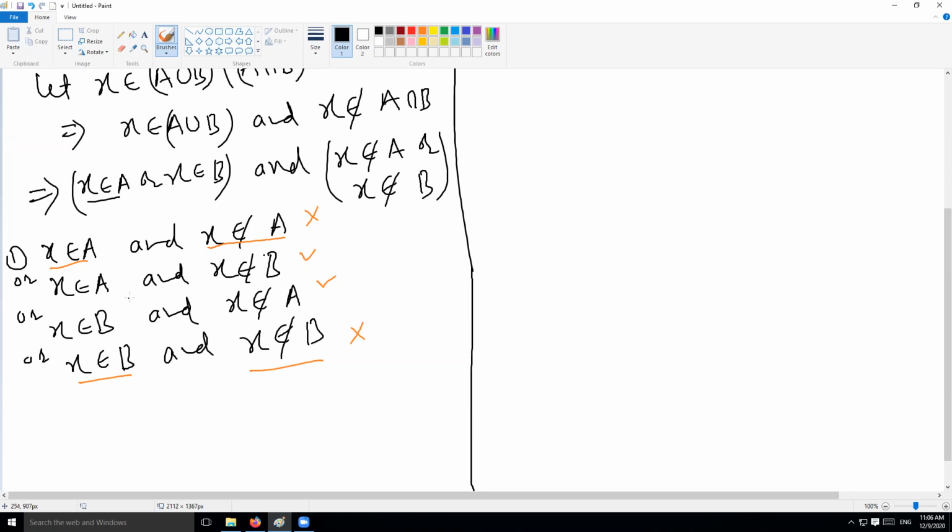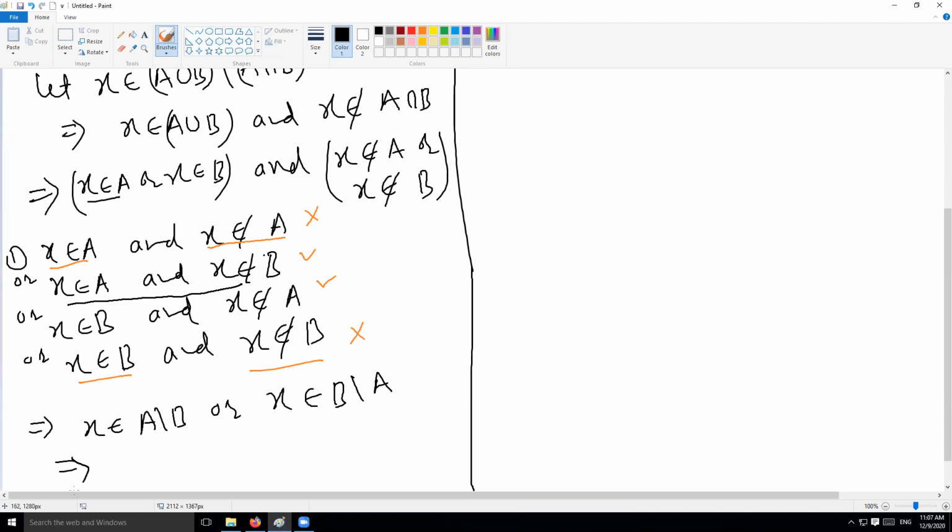Now, what does this second possibility mean? This really means that X belongs to A but not B. Or what could be the other possibility? X is in B and not A.